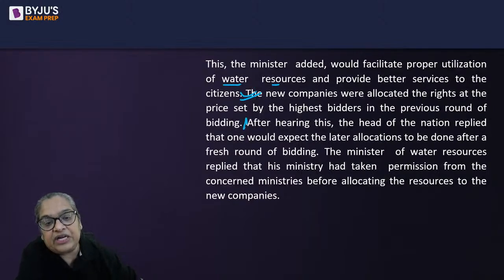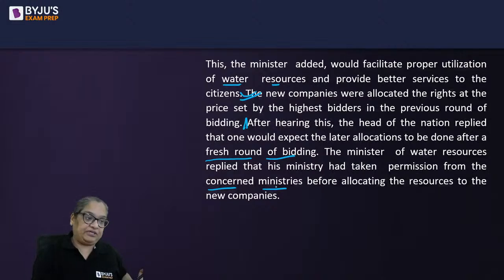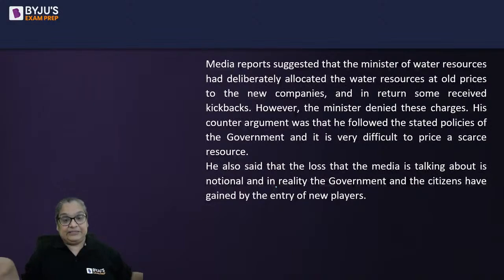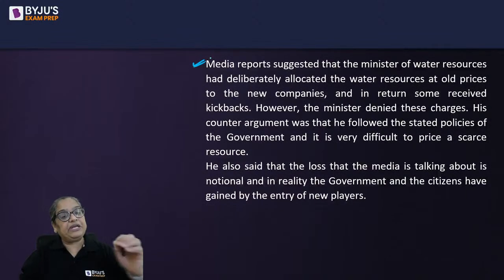Here, the head of the nation asked, why didn't you have a fresh round of bidding? Maybe you'd have got more money. The minister said, listen, I've taken permission from all the concerned ministries before allocating the resources to the new companies. All right, I hope you've understood the case. Now, next, the media has got into this. So, what is the media saying?